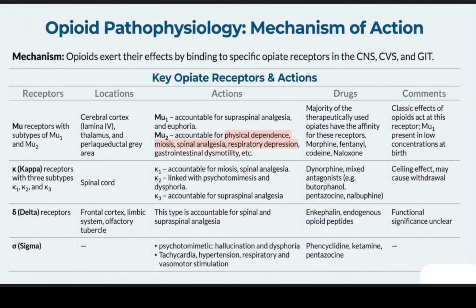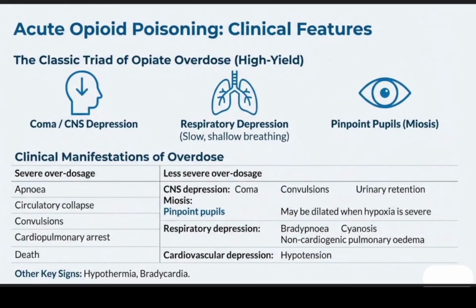Coming to acute opioid poisoning. See, the classic triad of opioid overdose: coma with CNS depression, respiratory depression, that is slow and shallow breathing, and pinpoint pupils, what we call miosis. Whenever there is a severe overdose, imagine there is going to be apnea, circulatory collapse, convulsions, cardiopulmonary arrest and death.